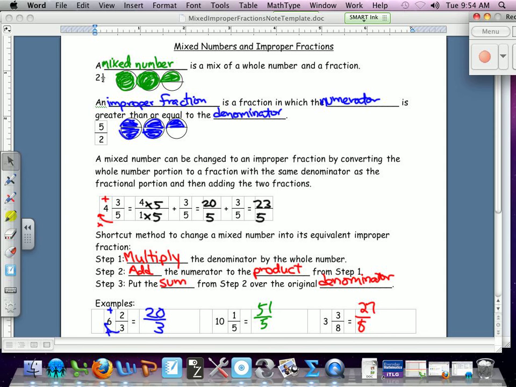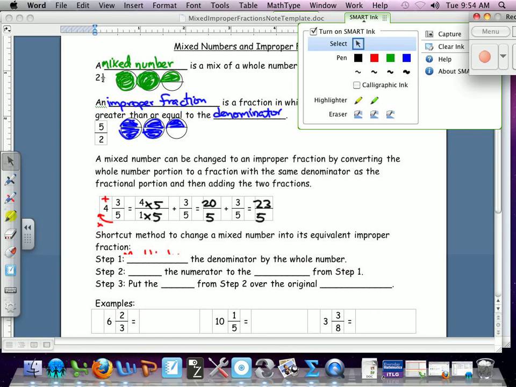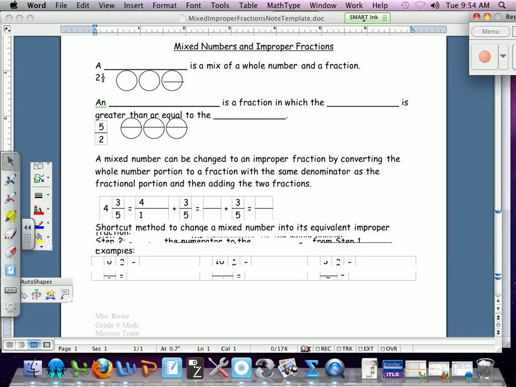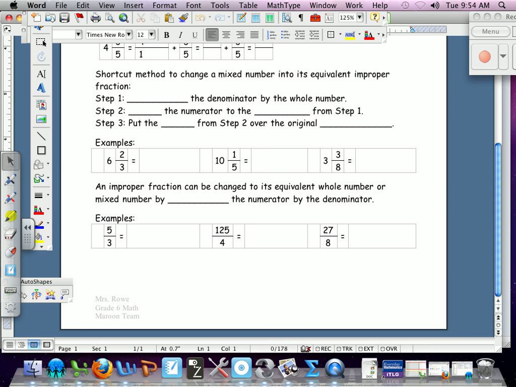Make sense? All right, I'm going to clear the ink and scroll it so we can go the other way. The other way is even easier because you've already been doing it this year. It's just division. So an improper fraction can be changed to its equivalent whole number or mixed number by dividing the numerator by the denominator.